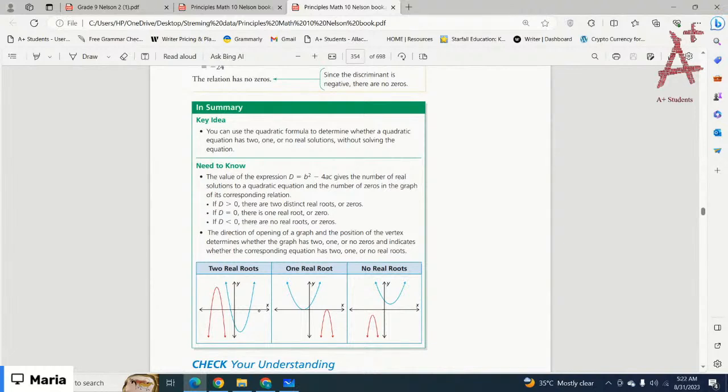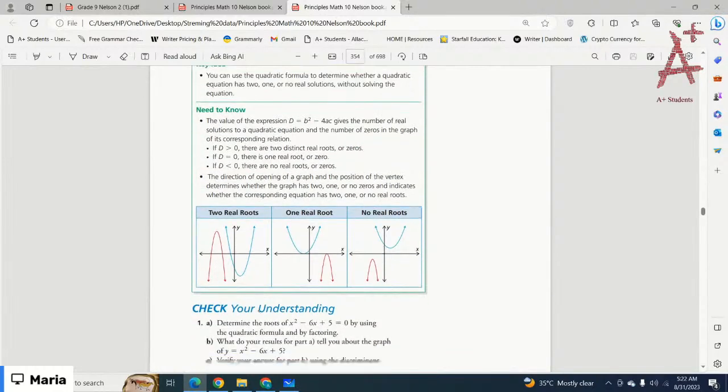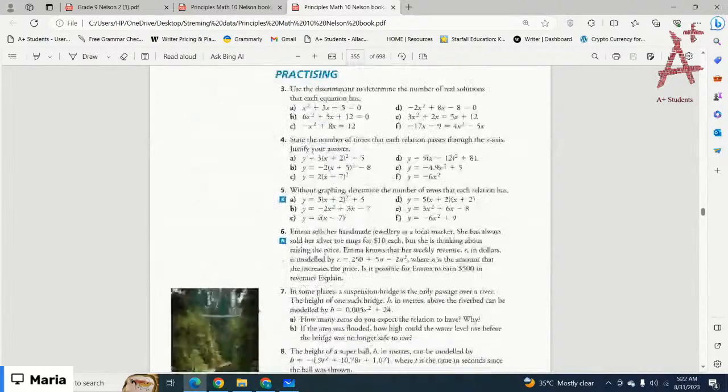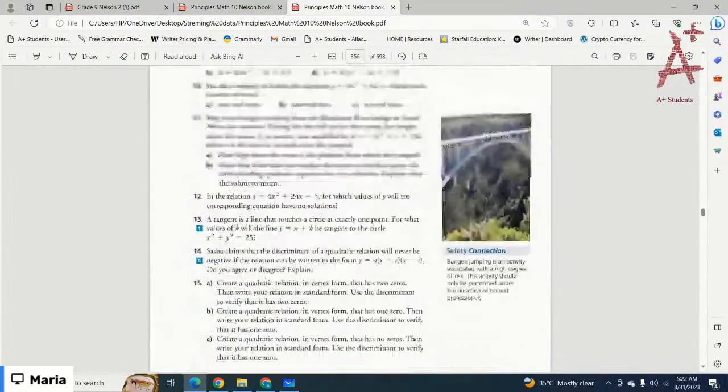If d is greater than 0, that means there are two distinct real roots or zeros. If d equals 0, there is one real root or zero. And if d is less than 0, that means you have no real root, right? Okay. Let's start with practice questions.